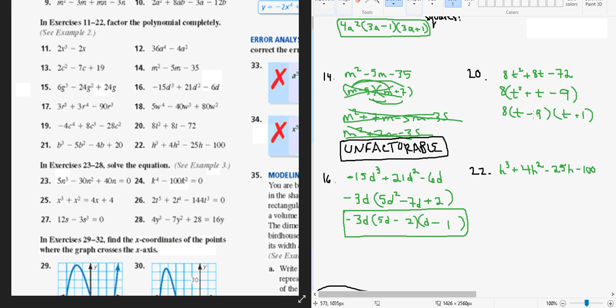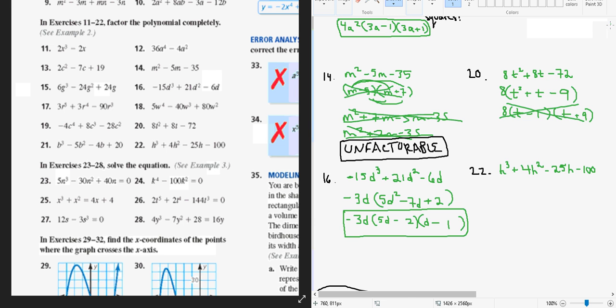Or I could try a 1 here and a 9 there, but that's going to give me t squared plus t minus 9. That'll give me a negative 8 in the middle, so that's no good. So I could try the 9 here and the 1 there, but that's going to give me a positive 8 in the middle, so that's no good. So you could try all the possibilities, but ultimately you are not going to be able to factor this one.